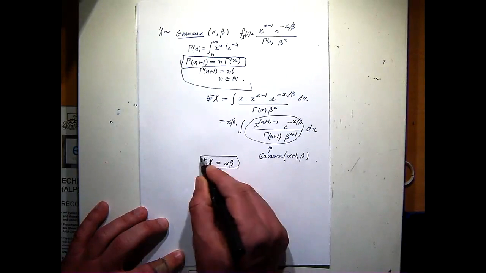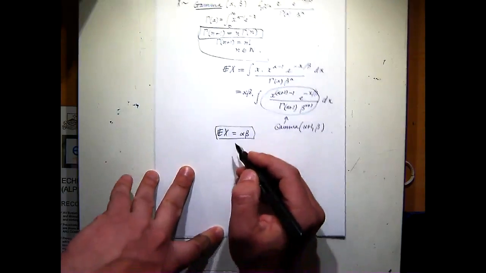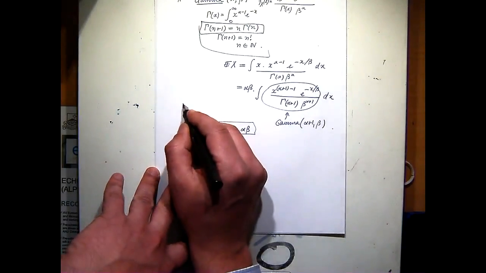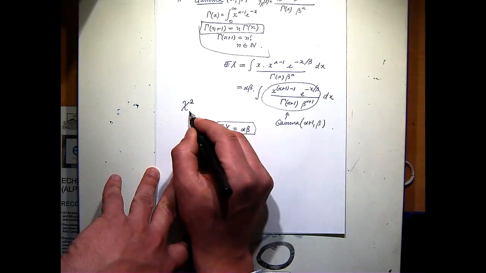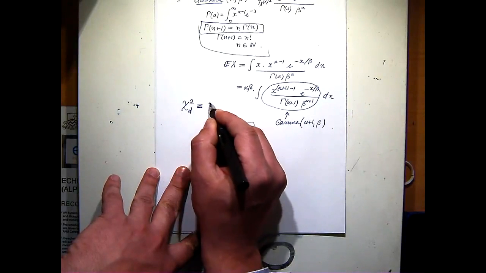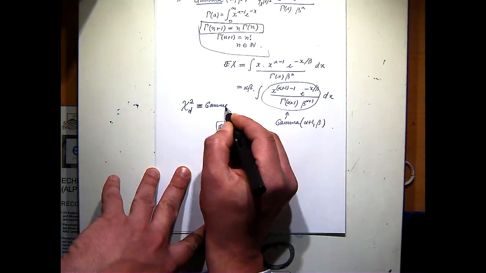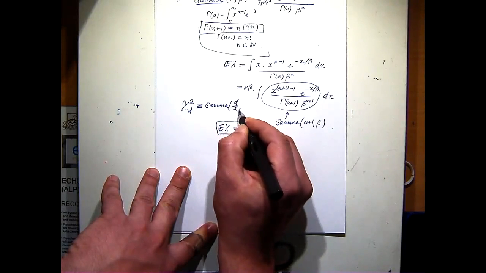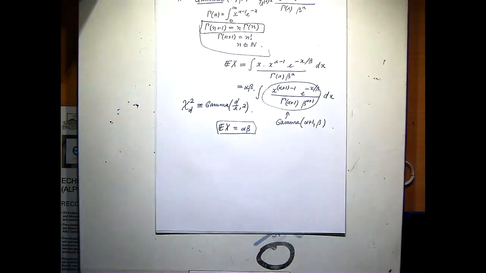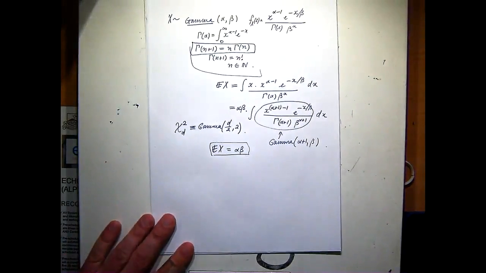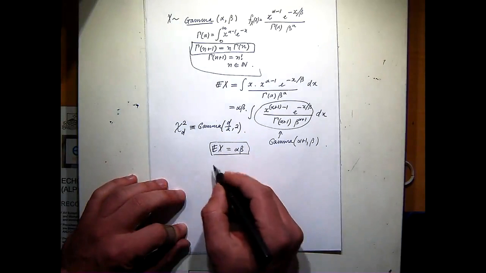In case it was unclear, these things can be worth remembering because, as I'll remind you, chi squared with d degrees of freedom is exactly the same thing as gamma(d over 2, 2). So that's a special case. Let's do the variance while we're at it.